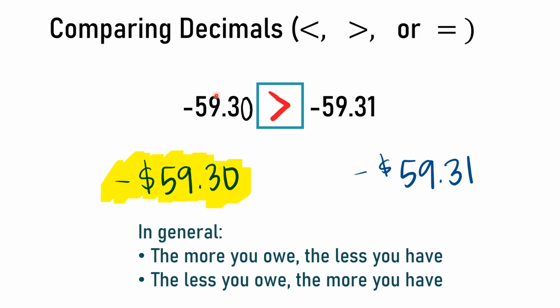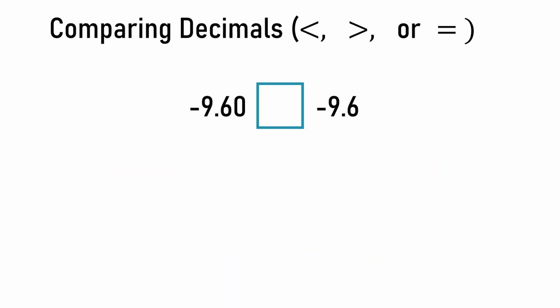I would suggest this method if you have 2 decimal places. Of course, if you had 3 decimal places, it would be harder for students to relate that to a money situation. And then lastly, we have negative 9 and 60 hundredths and negative 9 and 6 tenths. We know that we can fill in a 0 behind that 6, and now you can see that they match, and so those two are equal.